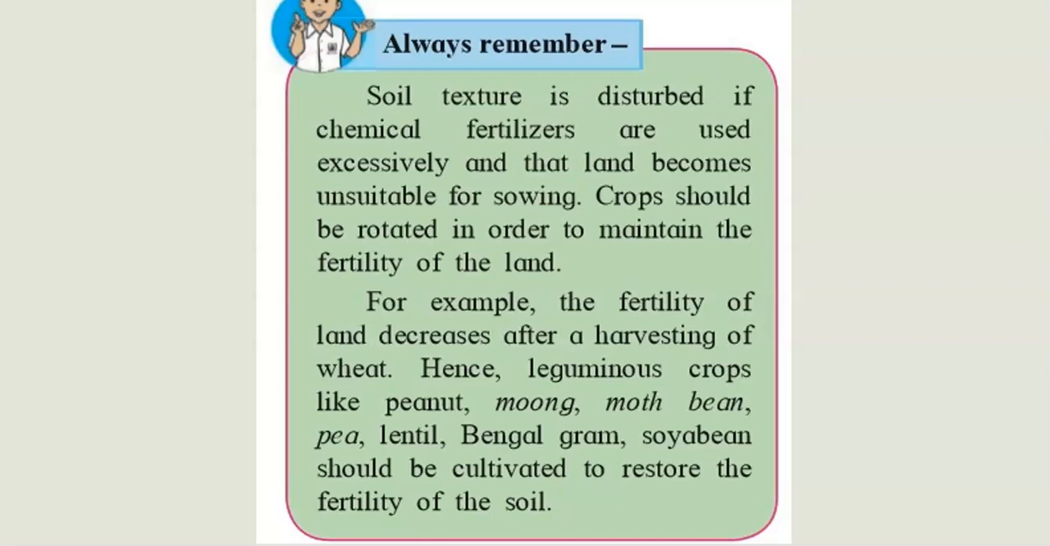So what does a farmer who plants wheat do? After harvesting wheat, he plants either of these, peanut, moong, moth bean, etc., so that the fertility of the soil or land is maintained.